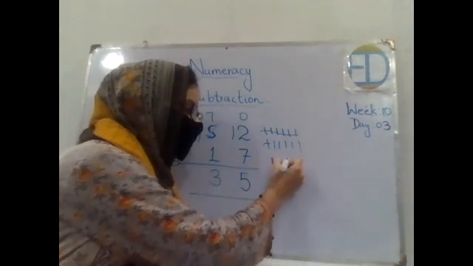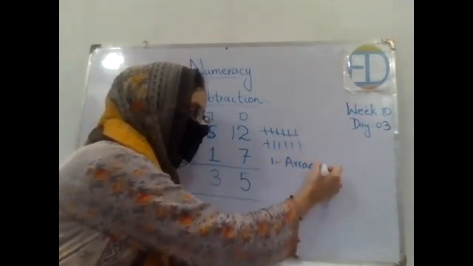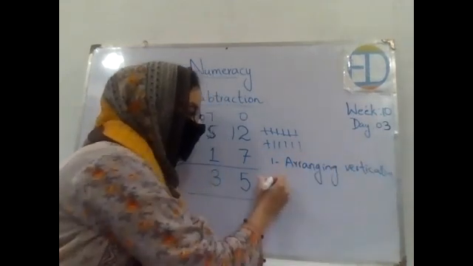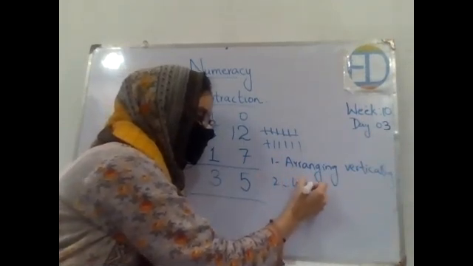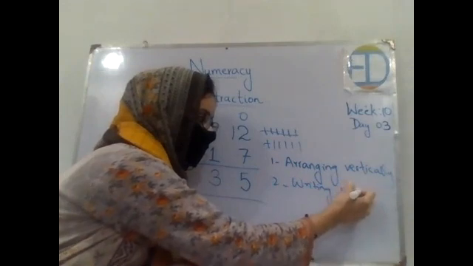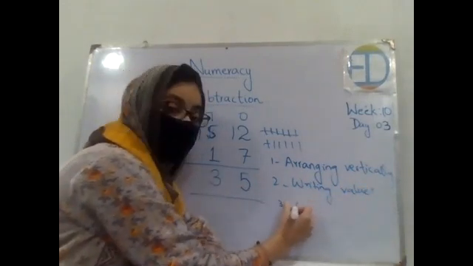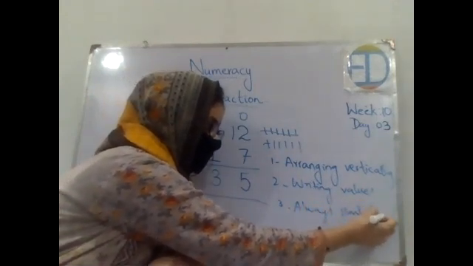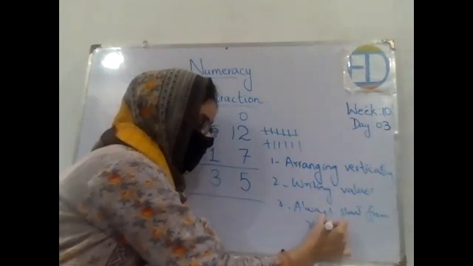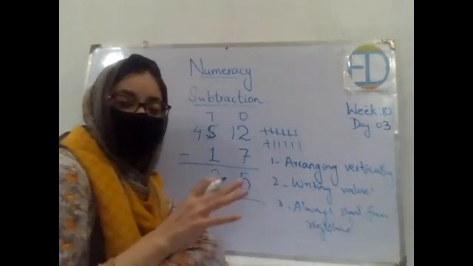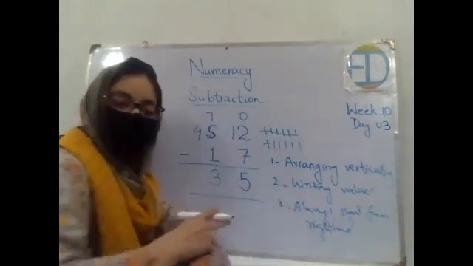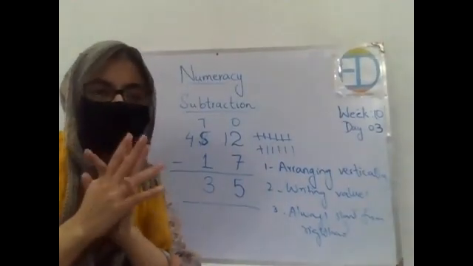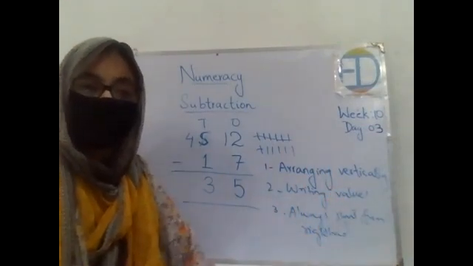The first step is arranging them in vertical order, or let's write it as arranging vertically. Then writing their values. The next step is that we always start from the right hand side, or we always start from the ones column, right? And then we will start subtracting the numbers. Got it? So whatever the question is, you will be following all these steps to solve the question, right?